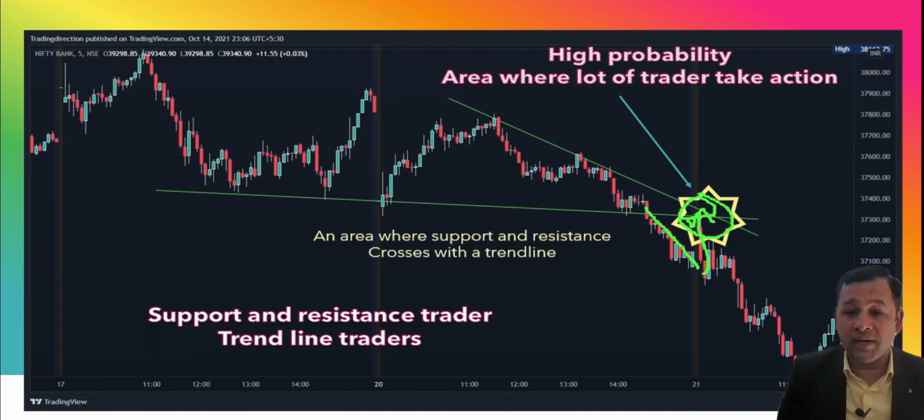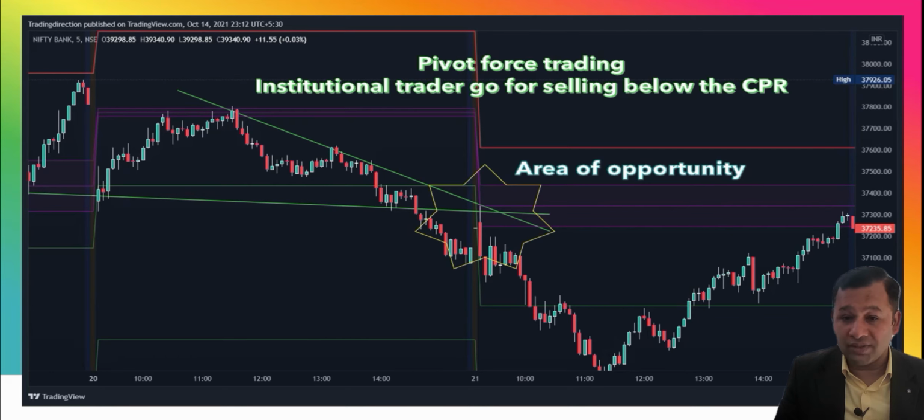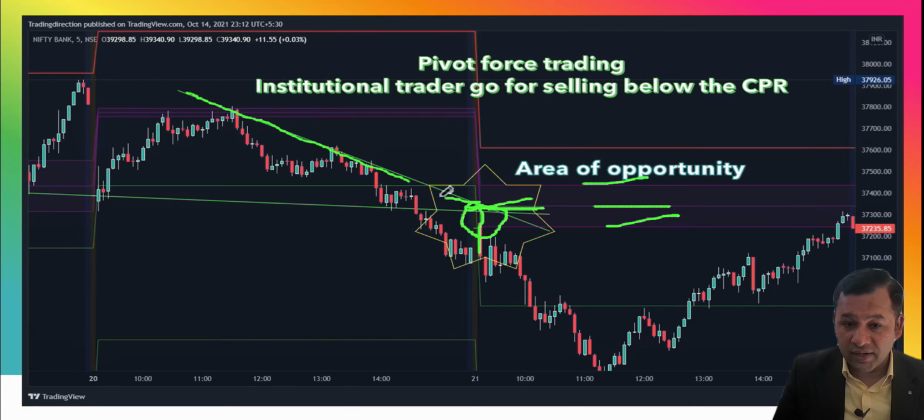This is a high probability area where a lot of traders take action, and support and resistance traders also take this action. I will show you here that definitely CPR is there, so that the institutional players also use the central pivot range for their trading. Here the same graph I am showing with the central pivot range. This is the central pivot range, and this originating from the CPR will act as a resistance. So this is a pivot-based trading example, and it is matching with the trend line.